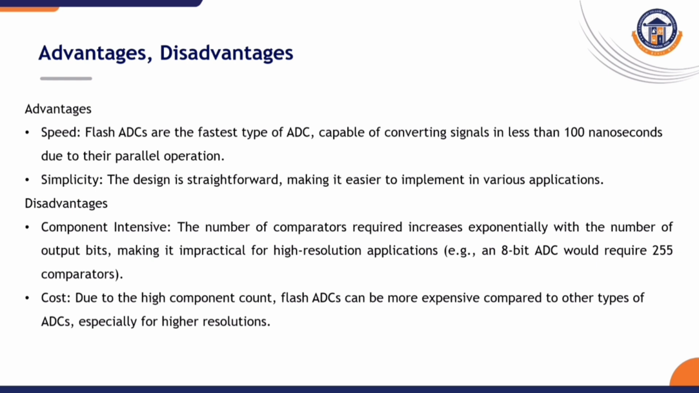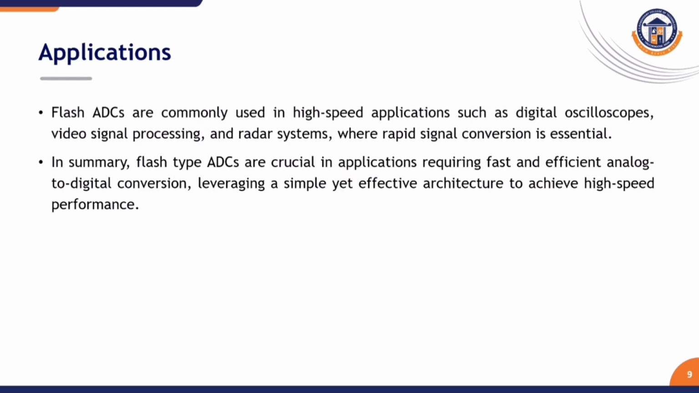The next one is applications. The flash type ADCs are commonly used in high speed applications, especially in digital oscilloscopes, video and image processing systems, radar and communication systems, and high speed data acquisition systems. So the flash type ADCs are crucial in applications requiring fast, efficient analog to digital conversion, leveraging a simple and effective architecture to achieve high speed and performance.